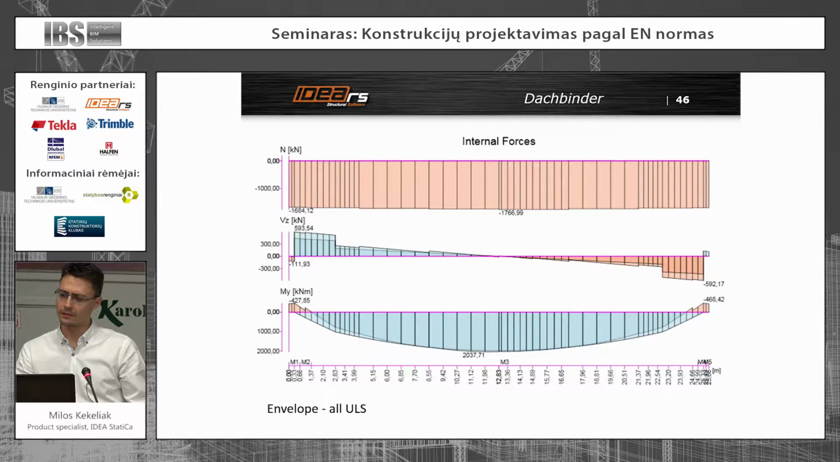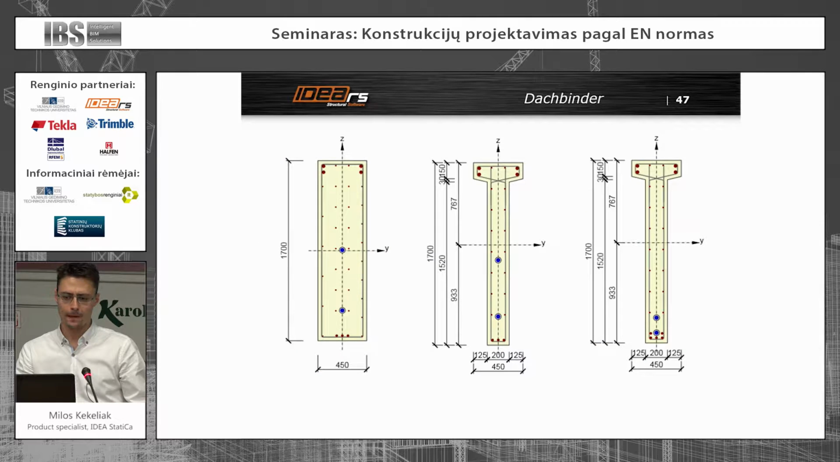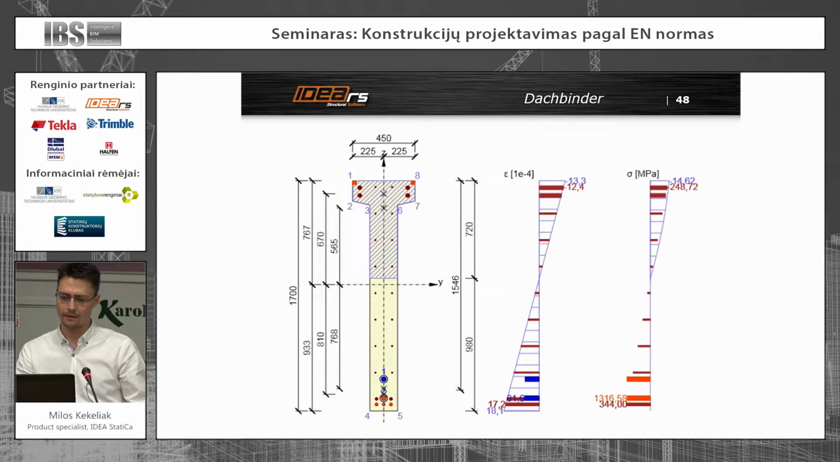Here are presented the internal forces calculated for this beam. Here are the cross sections. The left cross section is at the support. The cross section presented in the middle is probably at a third of the span, and the cross section on the right side is at mid span of the beam. Here are the results that were presented in previous slides.